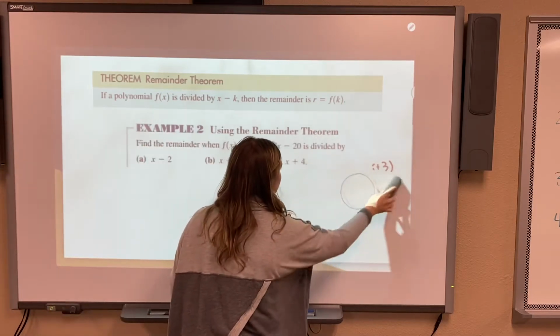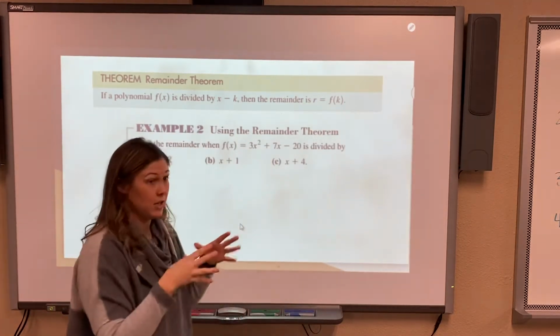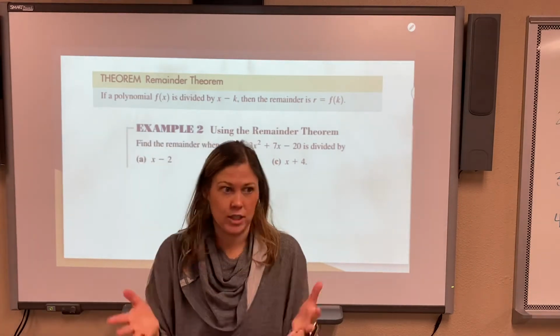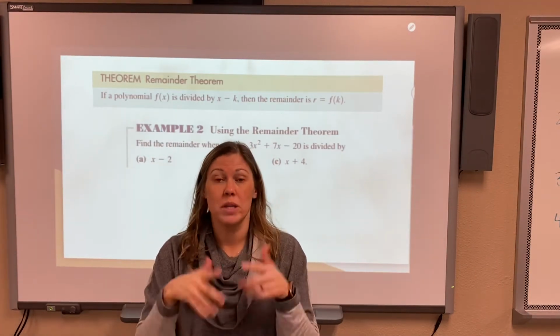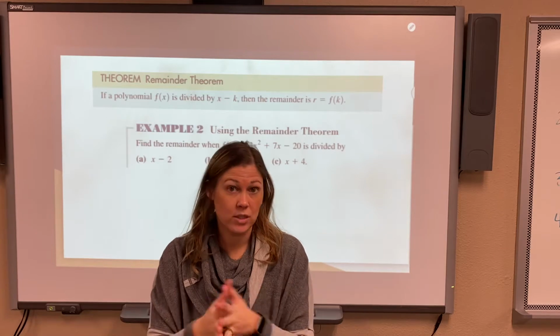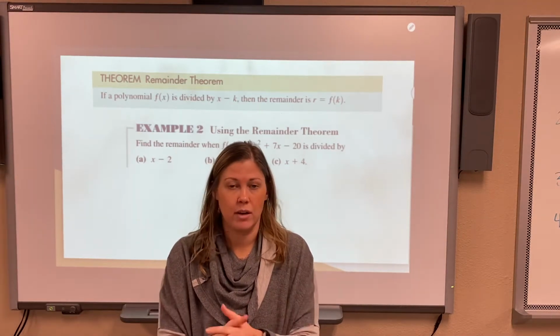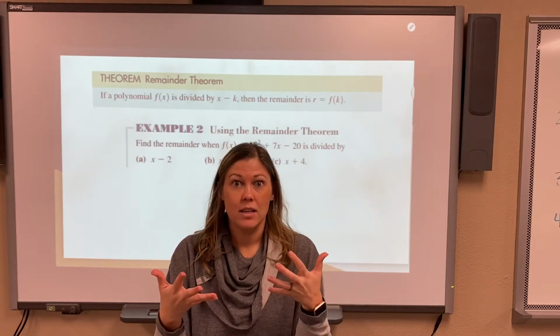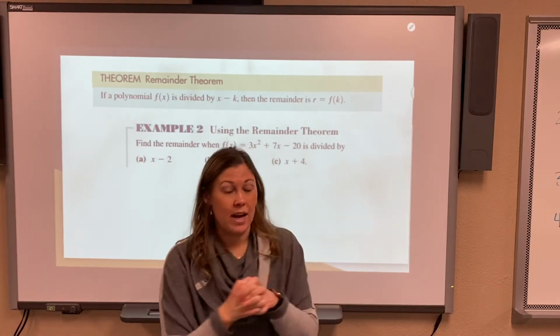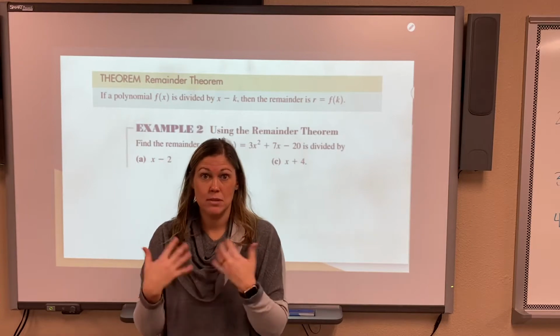Okay, and so let's get started on the second half of 2.4, and this is the remainder theorem. If you want to figure out if a number is actually a zero of a function, we can plug it in, and if we get 0 as our answer, then it is a zero. But if it doesn't, then it's not. Okay, it's kind of like if we divide by that factor, if we get a 0 out, then it's a factor.